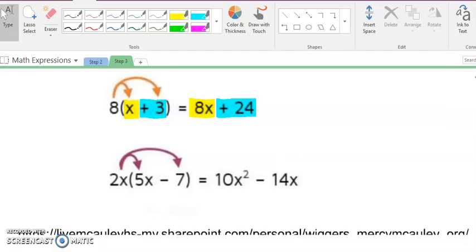On our next example, again, we have 5x inside the club, inside the parentheses, and negative 7 inside the parentheses. We have an entire term of 2x outside. They go together. They would like to distribute into the parentheses. So the 2x multiplies by 5x to get 10x squared. 2x times negative 7 gives me negative 14x.